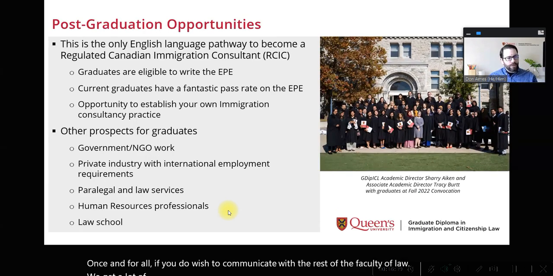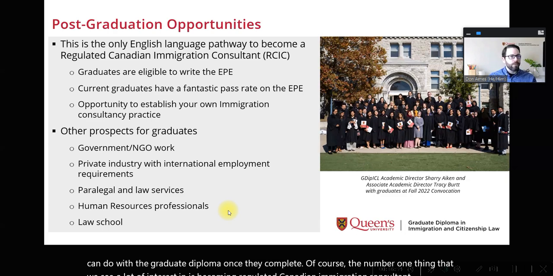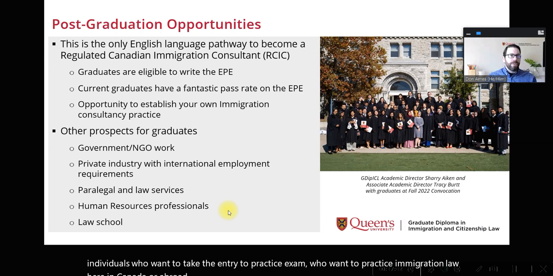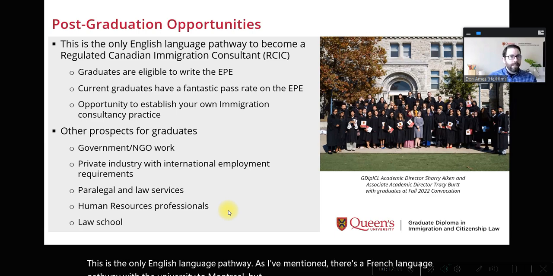We get a lot of questions from individuals about what they can do with their studies, what they can do with the graduate diploma once they complete. Of course, the number one thing that we see a lot of interest in is becoming regulated Canadian immigration consultants, those individuals who want to take the entry to practice exam, who want to practice immigration law here in Canada or abroad. This is the only English language pathway. As I've mentioned, there's a French language pathway with the Université de Montréal. But again, this is the way that you become an RCIC and practice immigration consultancy, either here in Canada or abroad.